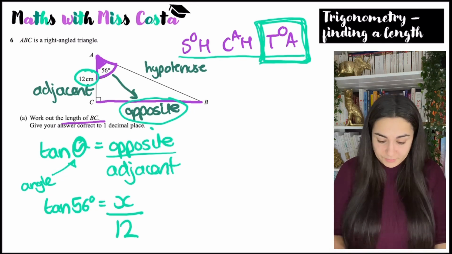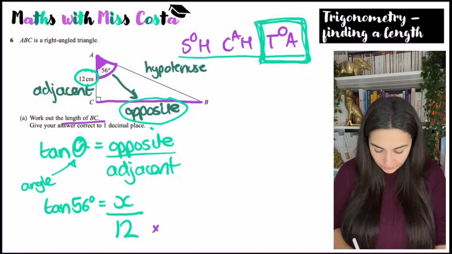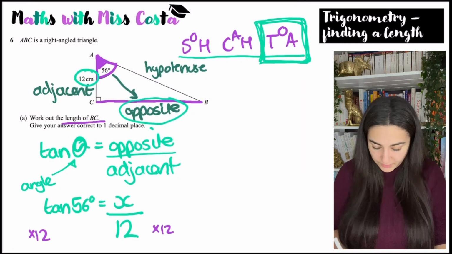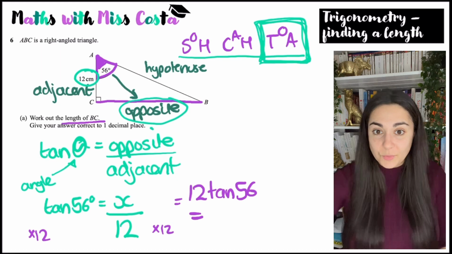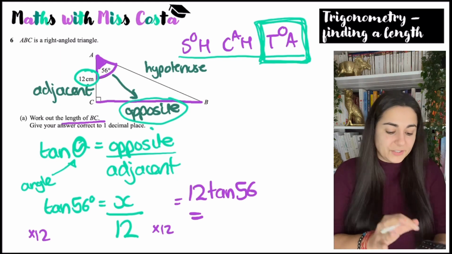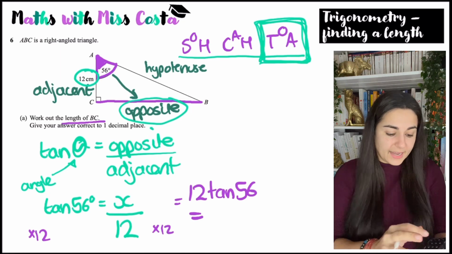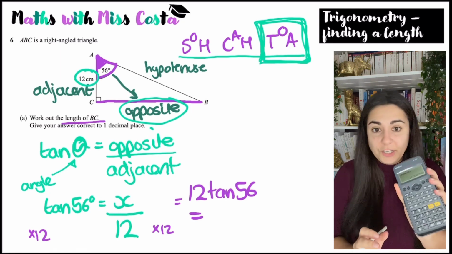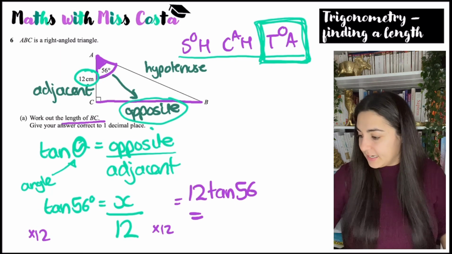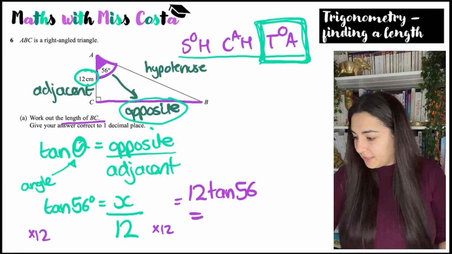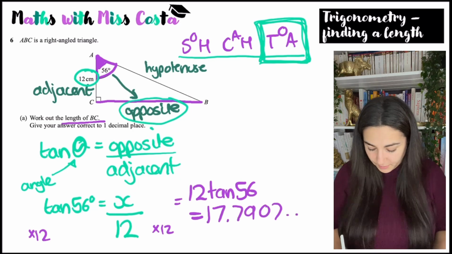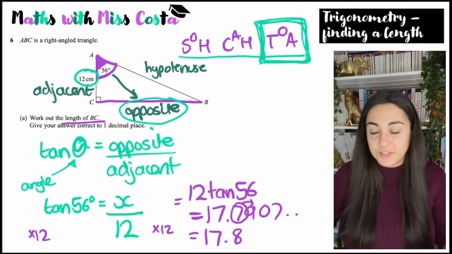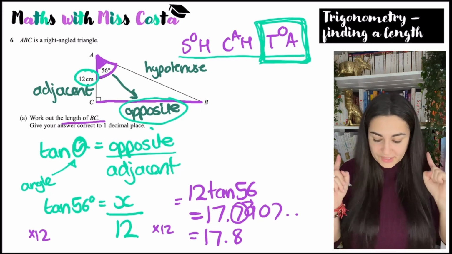So X is being divided by 12. What would I do to get it on its own? I'd multiply both sides of the equation by 12, so I would be left with 12 tan 56. Once I've got X on its own, I just type into my calculator 12 tan 56, close the brackets, and then you've got your answer. That would be 17 point, oh, it says to 1 decimal place, so the full answer is 17.7907, and so on. You round it to 1 decimal place: you circle the 7, you look next door, it's larger than 5, so you add 1 more, giving 17.8. Okay, so that's how you do that one.